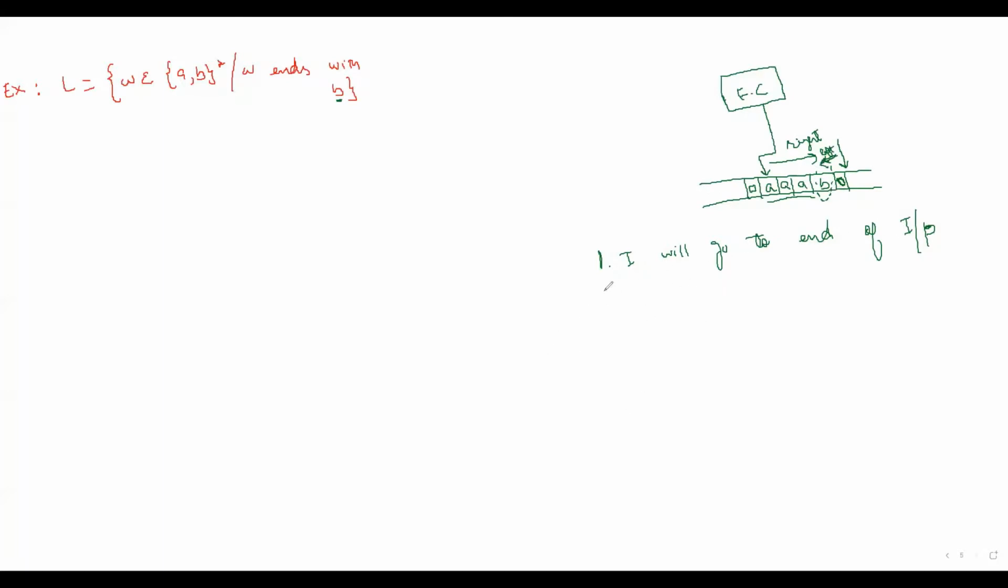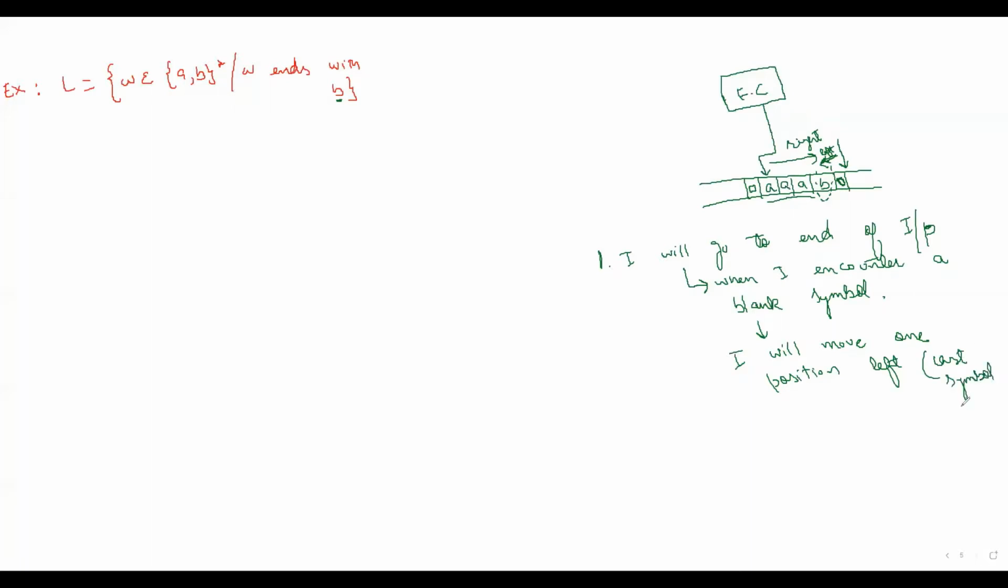So I will go to the end of input. How will I determine the end of input? When I encounter a blank symbol. When I have encountered a blank symbol, then I will move one position left. One position left means that I will go to the last symbol. So that will be the last symbol of input.